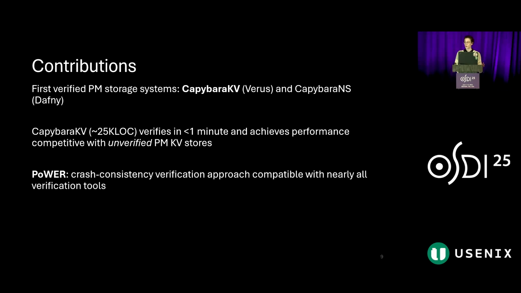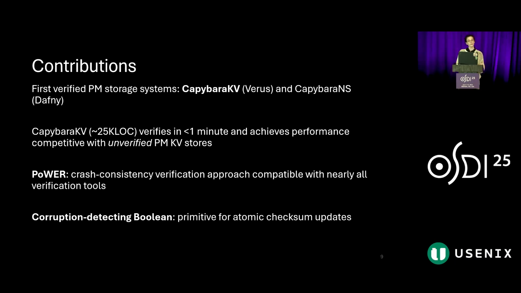The first is PoWER, our new technique for crash consistency verification in nearly any verification tool, and a new primitive that we call the corruption detecting Boolean, which makes it easy to atomically update checksums on persistent memory in a way that is crash safe. All of our code is available open source on GitHub.